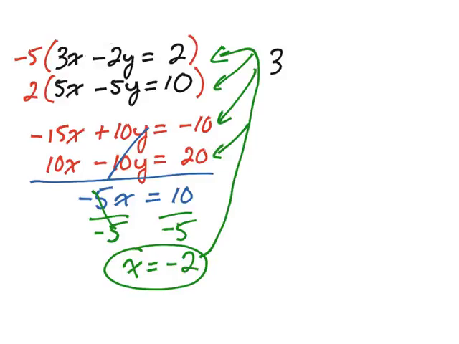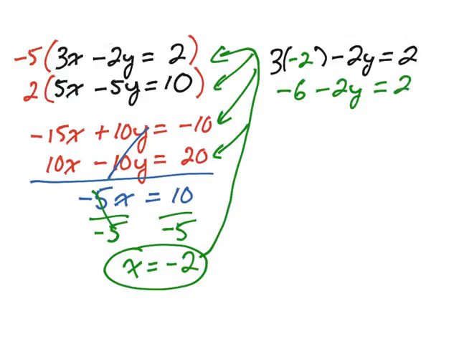So we have here 3 times the value of x minus 2y equals 2. And the value of x is negative 2. So let's work this out. 3 times negative 2, that's negative 6 minus 2y equals 2. So now I have to add 6 to both sides. And these cancel out, and I get negative 2y equals 8.